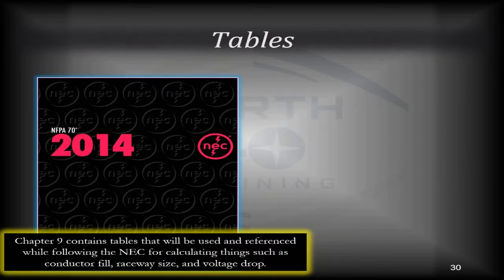Chapter 9, Tables. Okay, Chapter 9's tables contain all the different tables that really didn't fit in their respective place throughout the code book. They're referenced several times throughout the NEC, and they cover things like calculations and conductor fill and raceway sizing and all the important voltage drop. It's actually titled Tables.